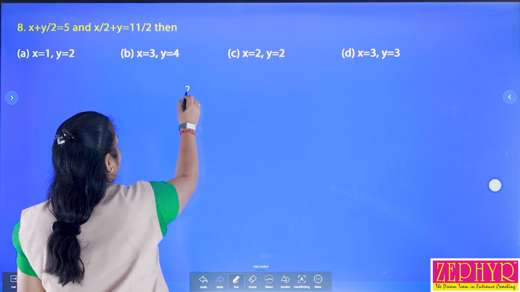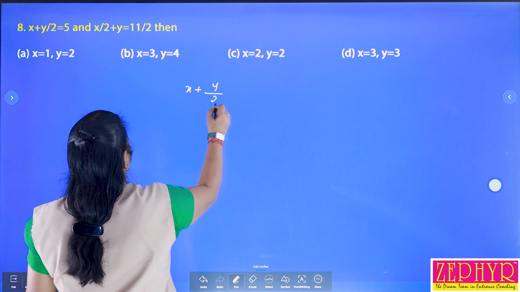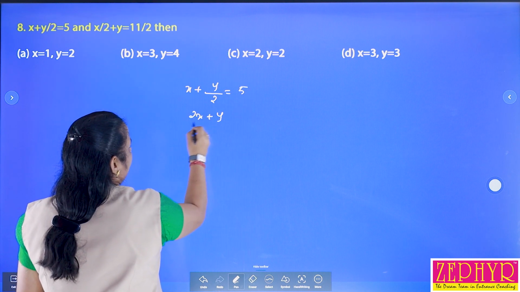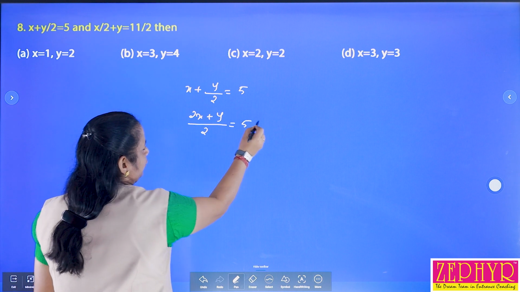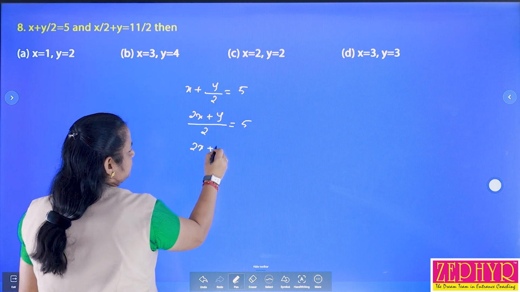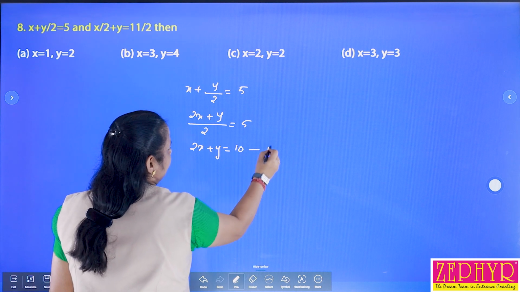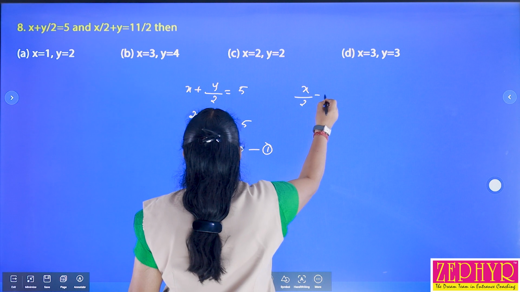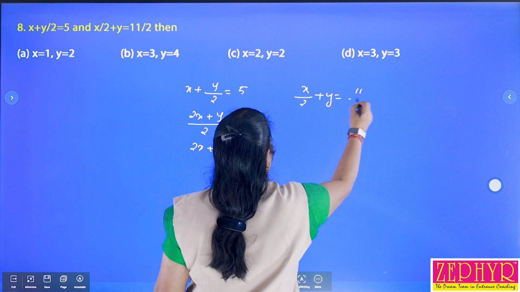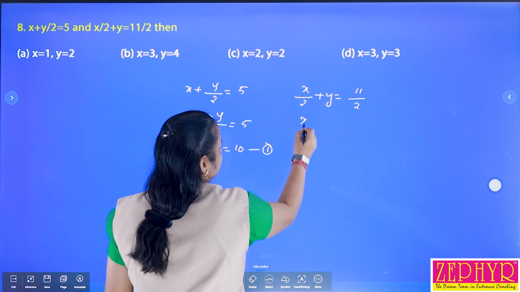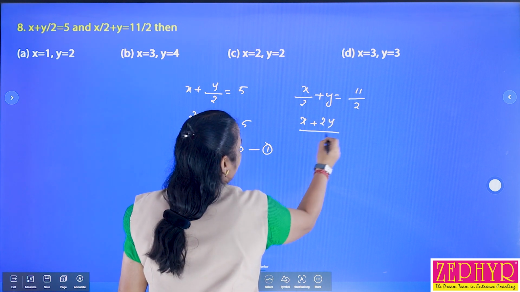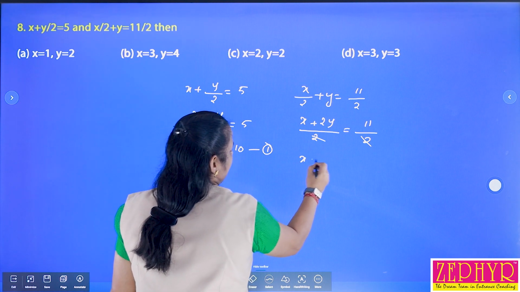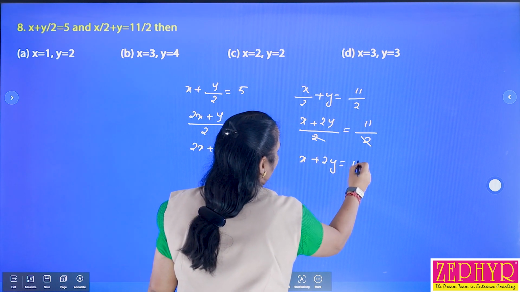The first equation is (x + y)/2 = 5, or (2x + y)/2 = 5, and we can write it as 2x + y = 10. Take this as equation number 1. The other equation is x/2 + y = 11/2, so it is (x + 2y)/2 = 11/2. Cancel this denominator, we get x + 2y = 11.